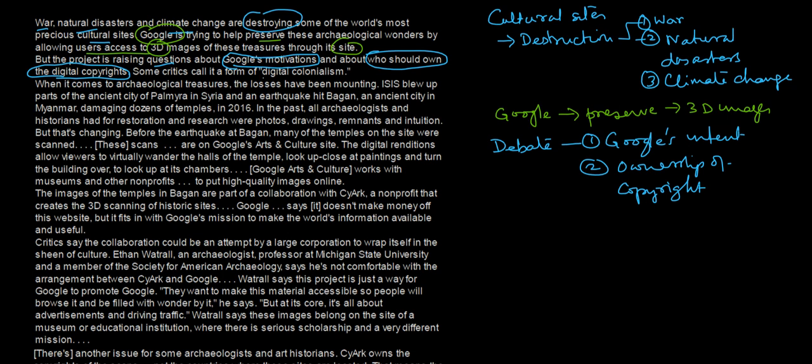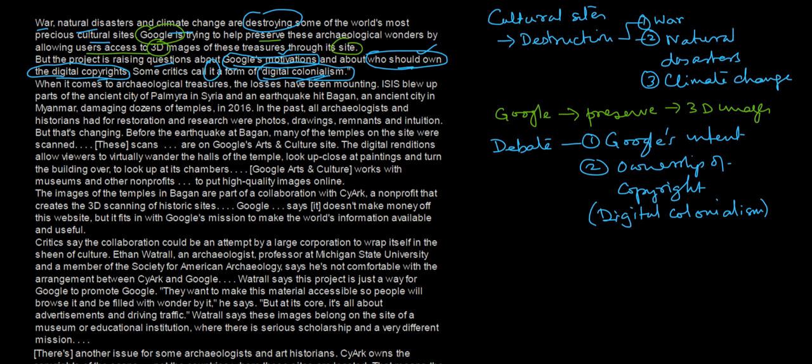Some critics call it a form of digital colonialism. Now, what is the sentence before this? The sentence before this is talking about Google's motivation and the ownership, and then it says some critics call it. Now, it is nothing but who should own the digital copyrights. So, digital colonialism is the ownership issue of the copyright. That means someone is trying to take away the ownership of the copyrights.